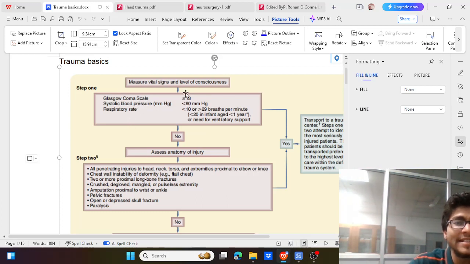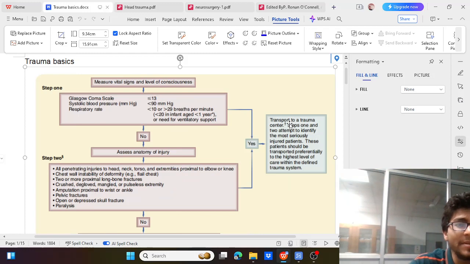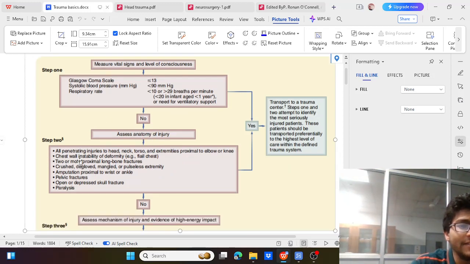So if Glasgow Coma Scale is less than 13, BP is less than 90, or respiratory rate is less than 10 or more than 29, in these cases we have to transport the patient immediately to the trauma center, because that is important. The patient is not well. Then we'll assess the anatomy, whether the patient is injured in specific regions, like if there is any penetrating injury in any region, could be head, neck, torso or extremity. Then we have to shift the patient.